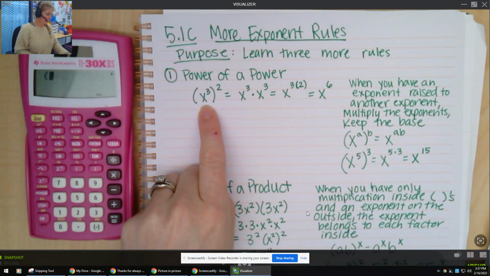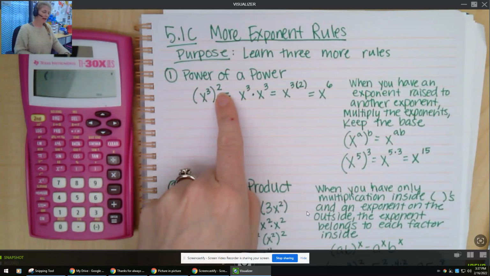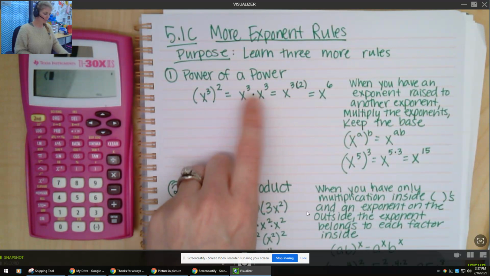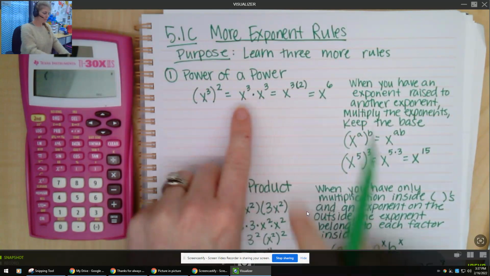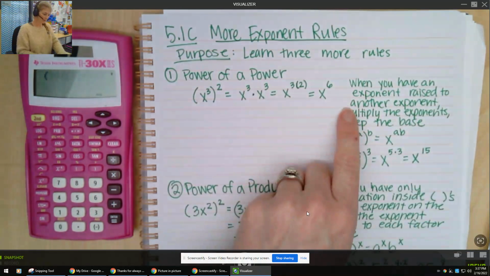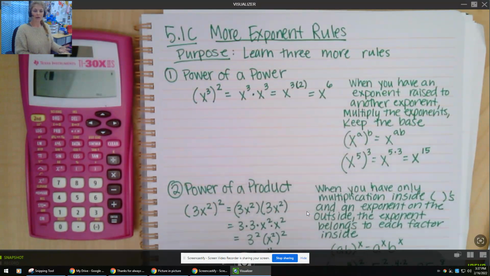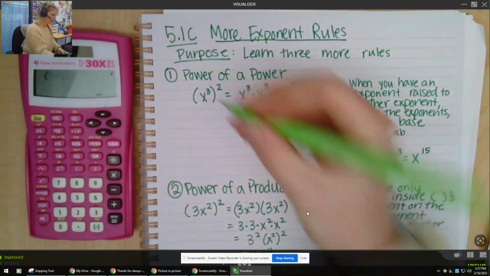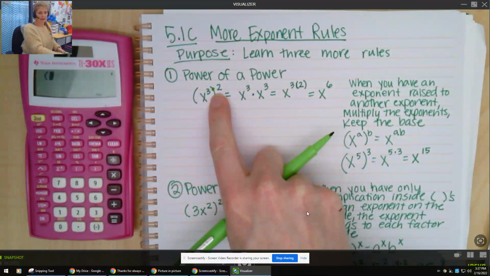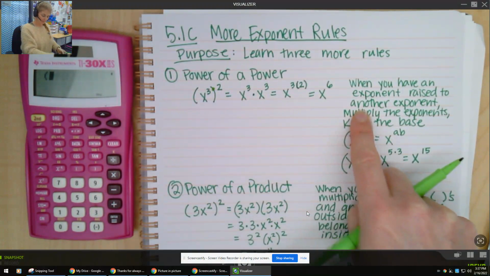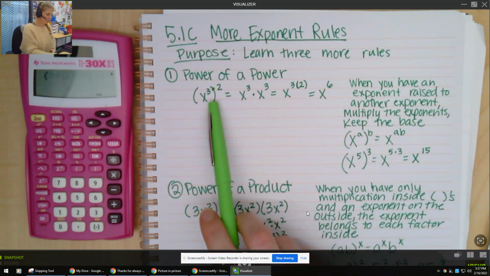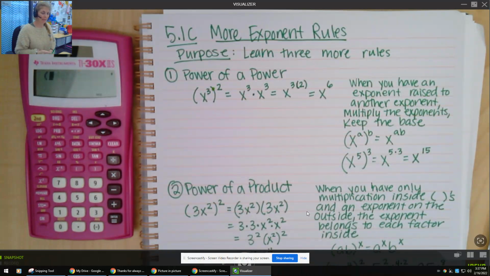So here we have x cubed to the second power. Look up high at your exponent: it tells you how many times you multiply. So this means I need 2 factors, or 2 x to the thirds, being multiplied together. Well, we know when you're multiplying with the same base, you add your exponents, so we get x to the 6th. Another thing we can think about is 3 times 2. So whenever you have a power to a power, you're really just multiplying those exponents and keeping the base the same. So we'll write: when you have an exponent raised to another exponent, multiply the exponents and keep the base.